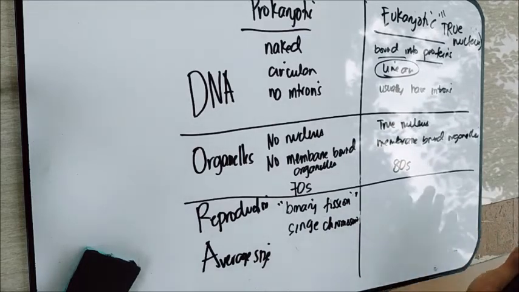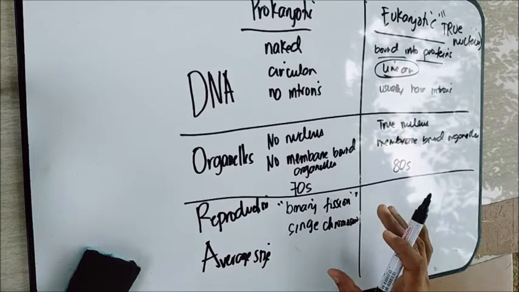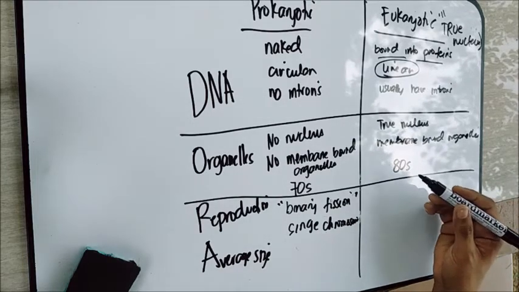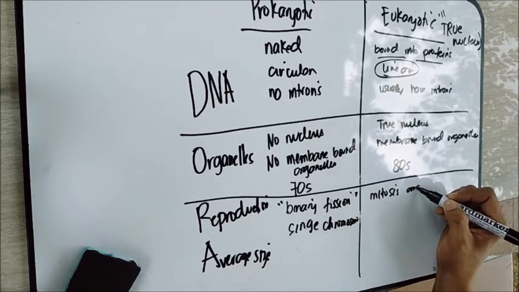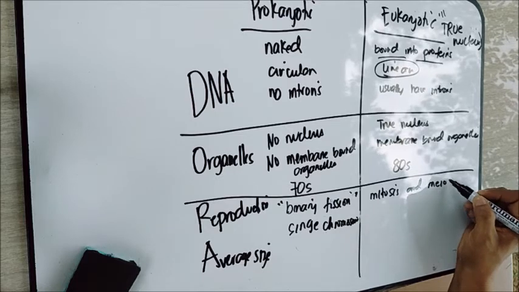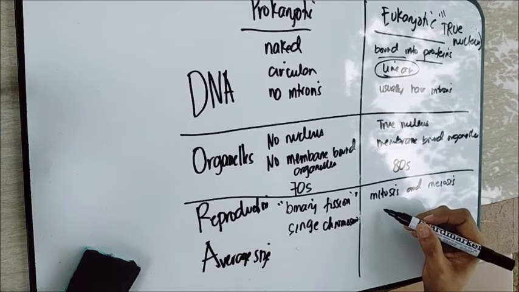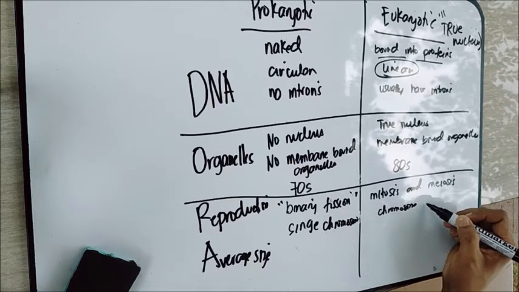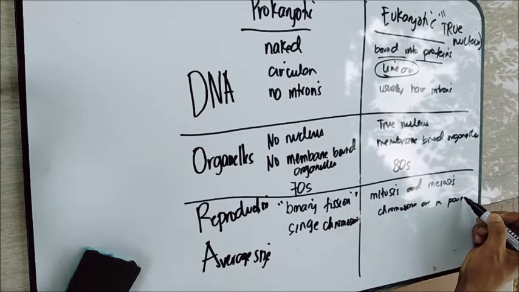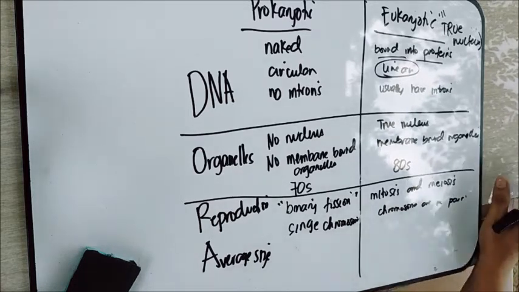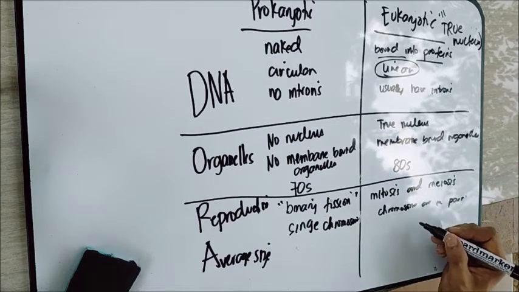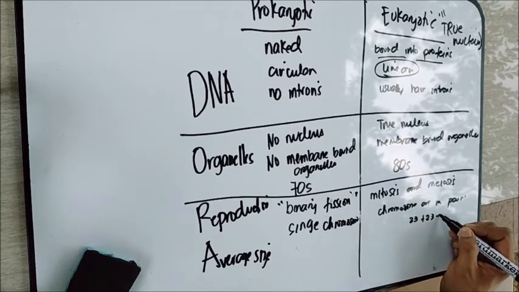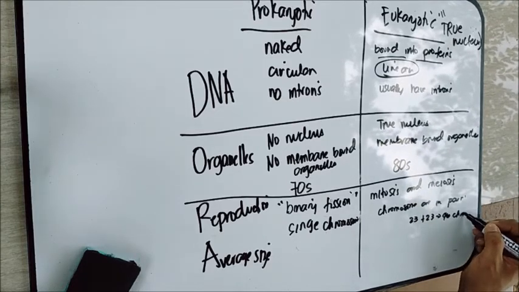Okay, for our prokaryotic cell. On the other hand, for eukaryotic cell, the process of reproduction is by means of mitosis and meiosis. And the chromosomes are actually in pair. Just like if we look into the pair of chromosomes of the parents' chromosome, 23 plus 23 leading us to have 46 chromosomes.